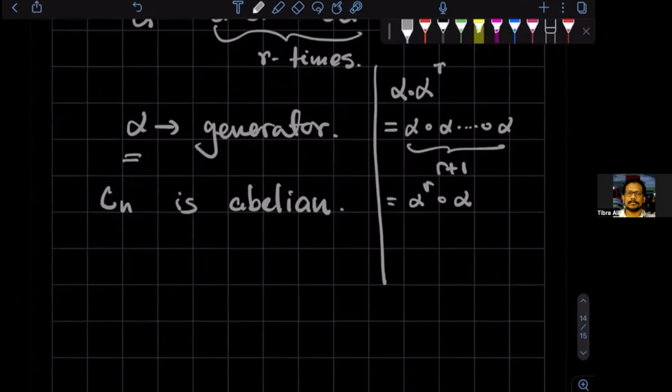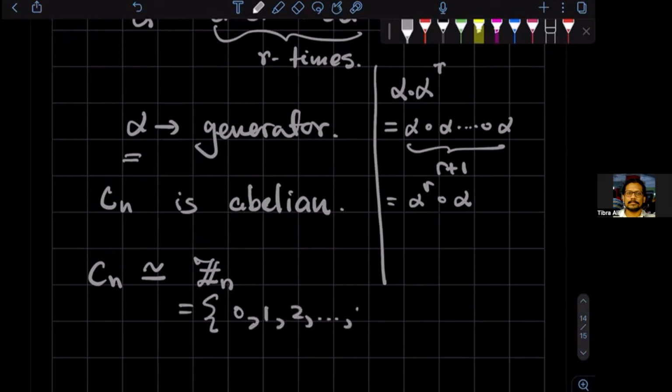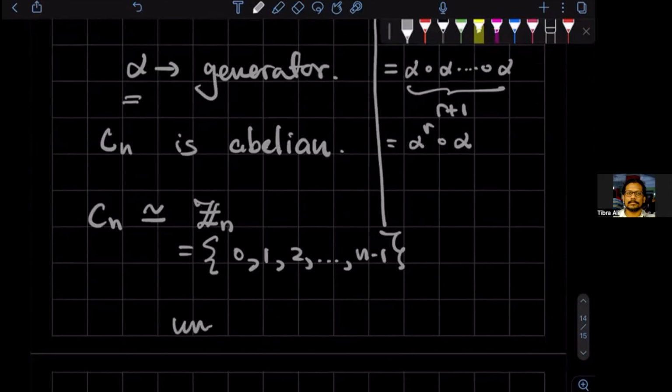Okay, so Cn is abelian. Cn is also isomorphic to Zn, where Zn consists of the elements 0, 1, 2, dot dot dot, the integers up to n minus 1, under addition modulo n. So these groups are isomorphic.